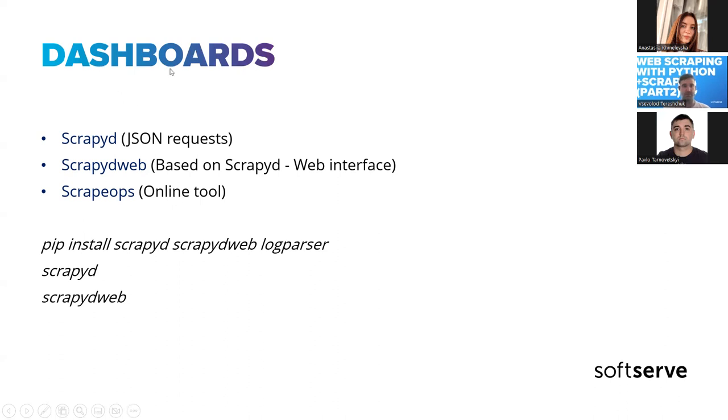How to install the dashboards? It's pretty easy as well. Just pip install scrapyd and scrapydweb. Also, we need a log parser. A log parser is required to parse general statistics and item counts and things like that. After installing, you should launch Scrapyd and launch ScrapydWeb. Also, you have to deploy your project in Scrapyd format, but it's pretty easy. I will show you as well.